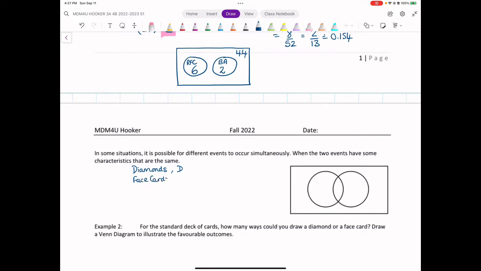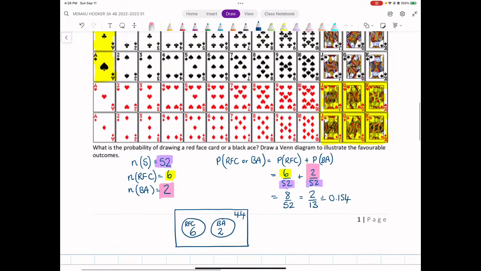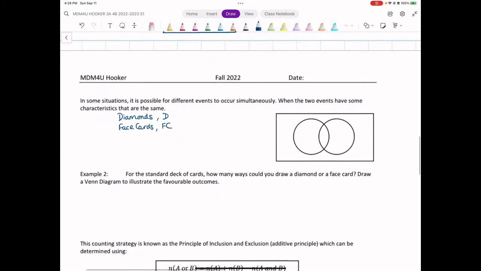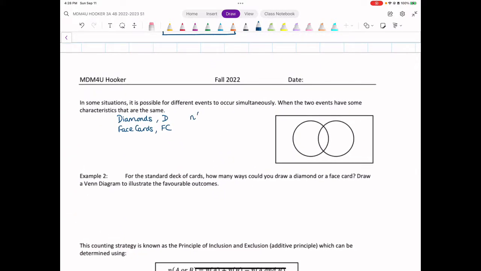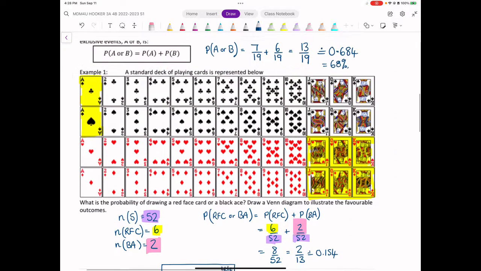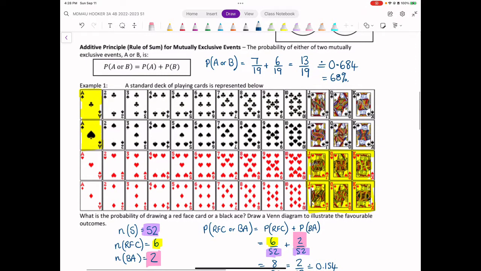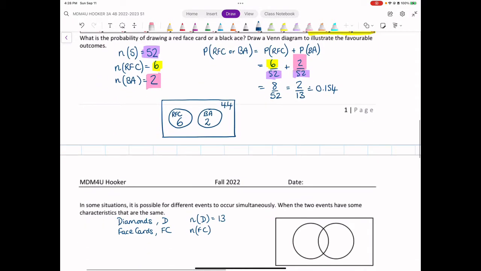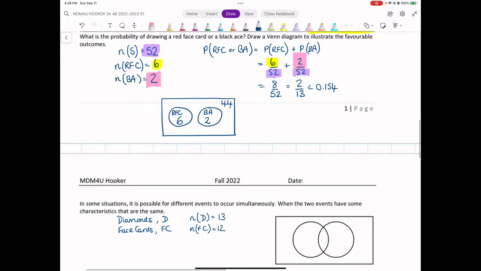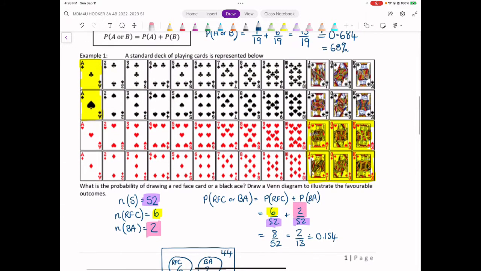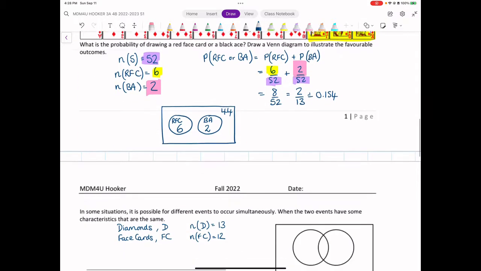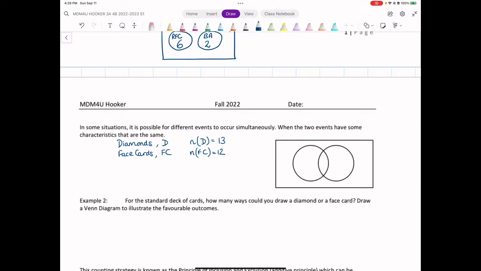So again, using my same deck of cards, we can take a look and say to ourselves, well, hang on a minute, how many diamonds are there? Well, I know that there's 13 in each suit, so I know that my sample space for diamonds is 13. My sample space for face cards, let's count the face cards, we've got 3, 6, 9, 12 of them. But some of them are overlapping, because you'll see we have 3 of those which are diamond face cards, right? They're both diamonds and face cards.